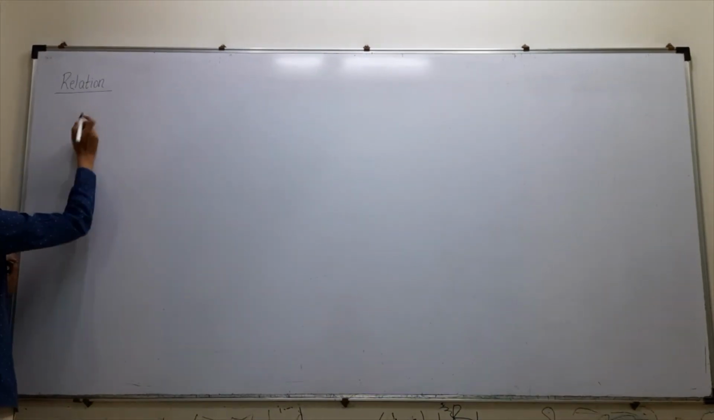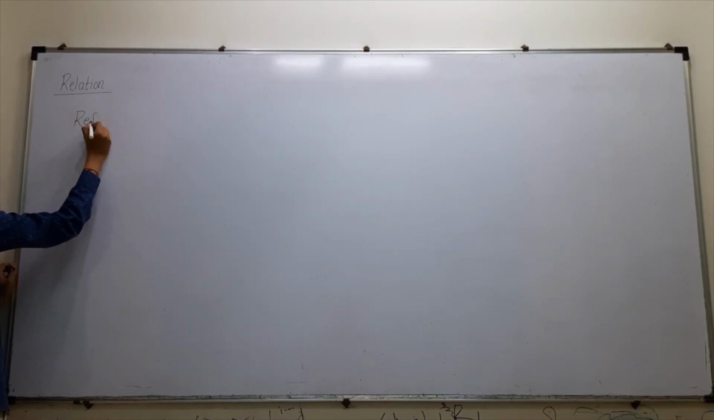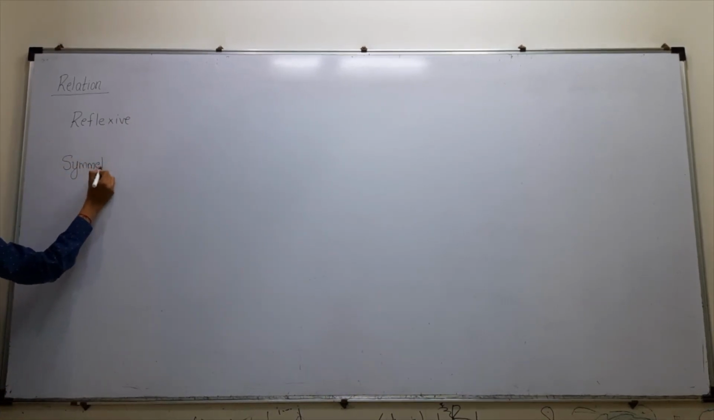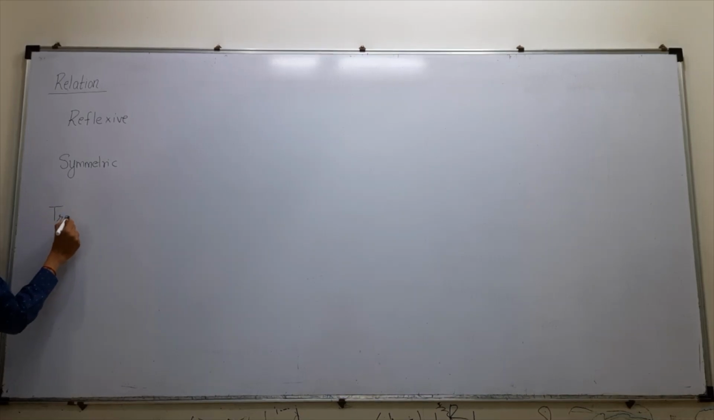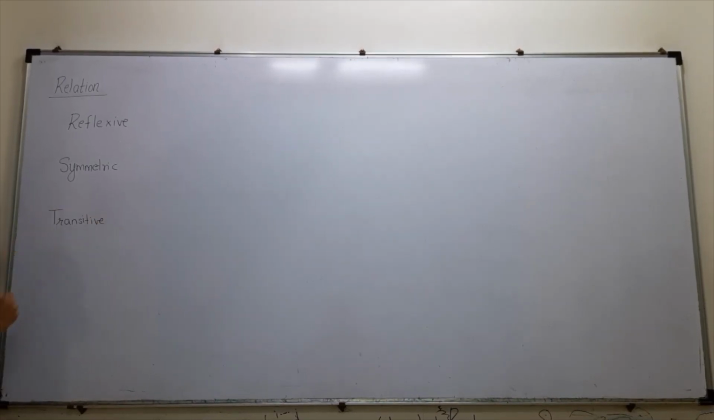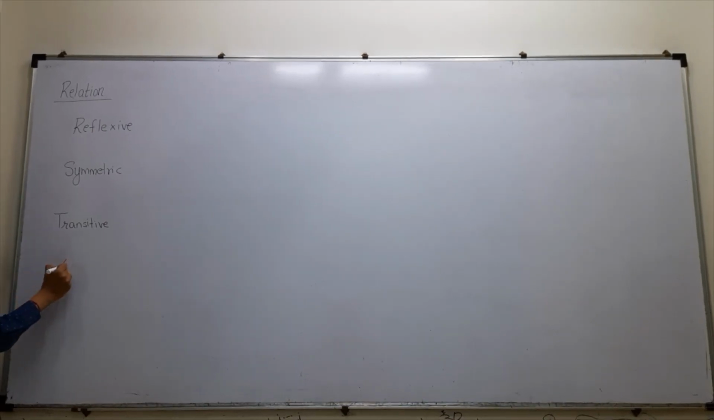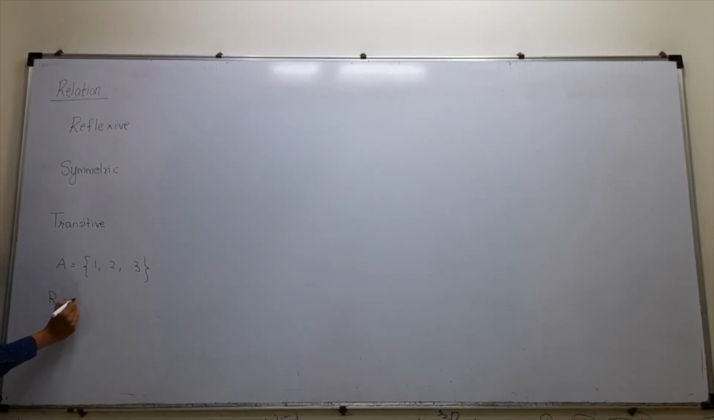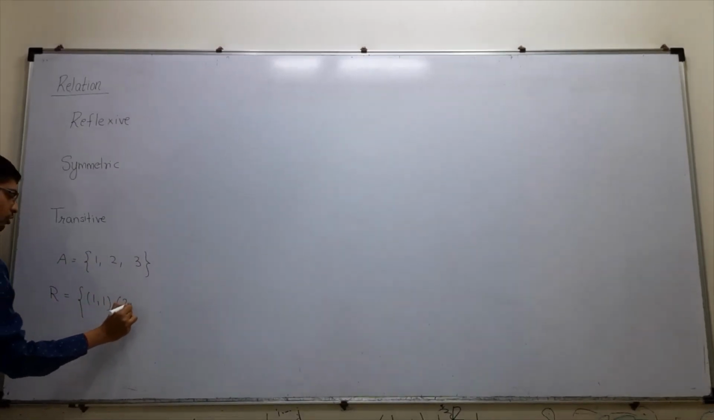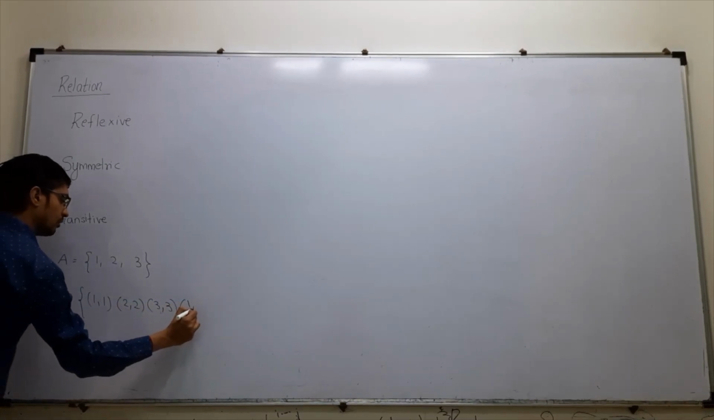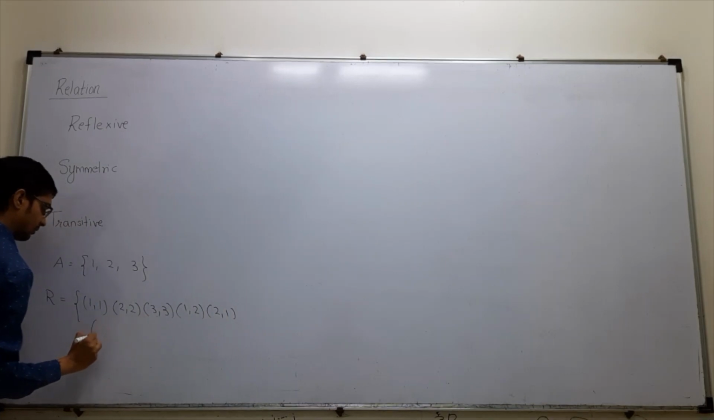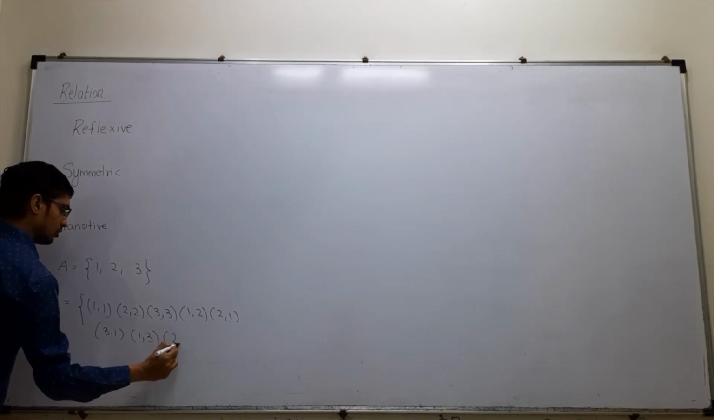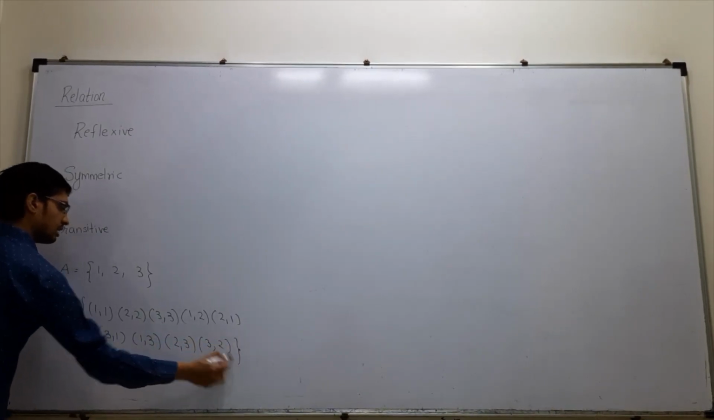Okay. Now let us talk about different types of relation. A relation can be reflexive. A relation can be symmetric. A relation can be transitive. Okay? We'll understand everything in terms of an example. Suppose I have a set A = {1, 2, 3}, and I have relation R like this: (1,1), (2,2), (3,3), (1,2), (2,1), (3,1), (1,3), (2,3), (3,2). Okay?